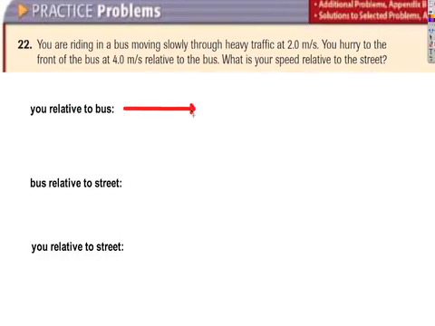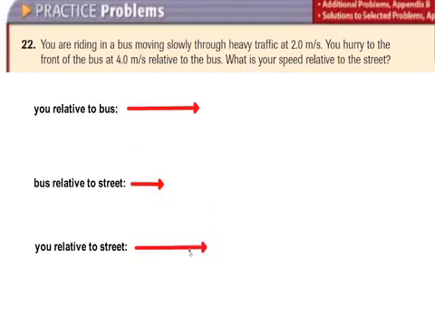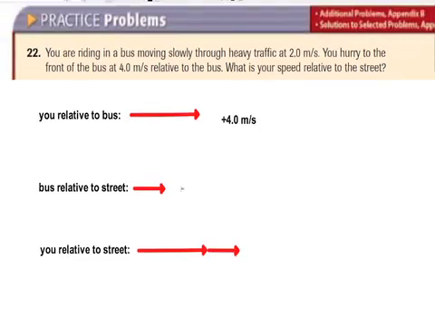You hurry to the front of the bus at 4 meters per second. So you, relative to the bus, actually have the greater velocity vector, 4 meters per second, and that's the bus. If I want to find out you relative to the street, I just need to add those two velocity vectors together.